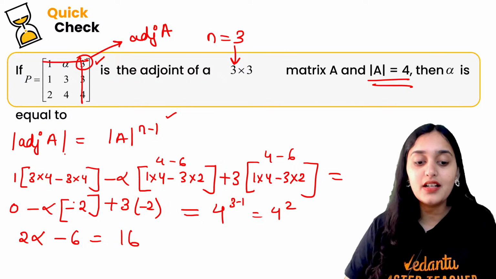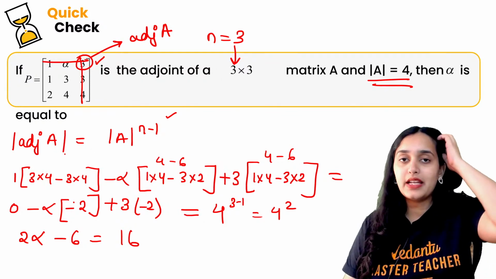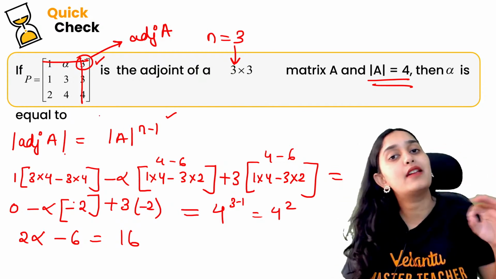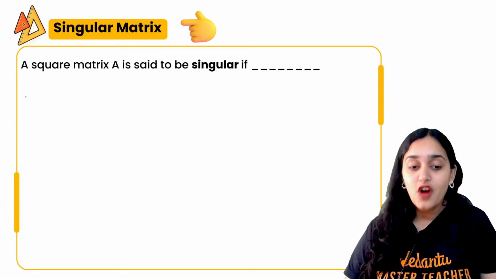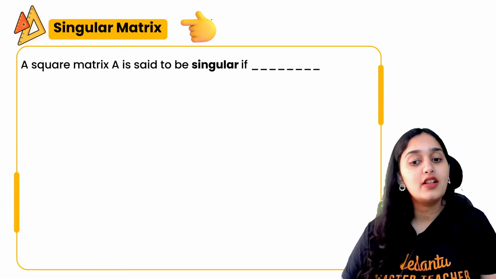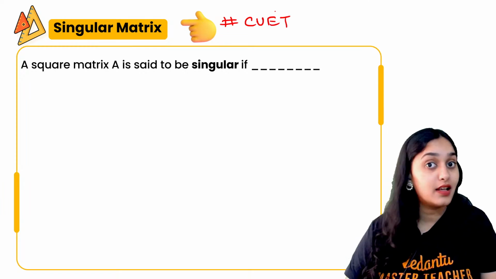Understood what we did here? First we are finding out the determinant of adjoint of A and then equating it to determinant of A to the power of n minus 1. All right. Next is, what do we understand by singular and non-singular matrix? Again, this is very important. They are asked in the CUET exam a lot.